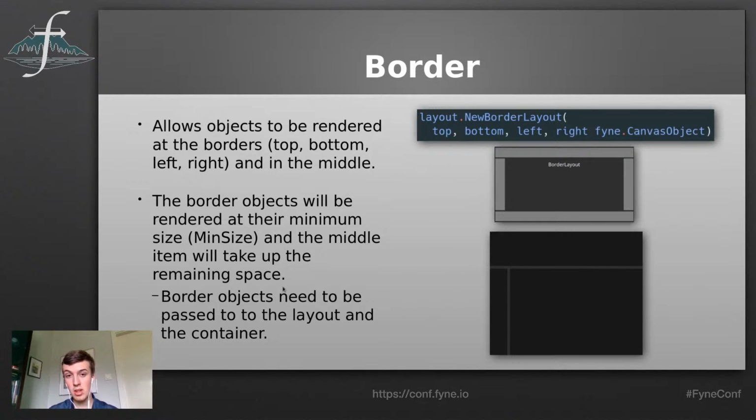Also a little gotcha here that we need to make note of is that with the border layout you have to pass a reference to the canvas object twice. So if you want an entry in the top part here, you'll have to pass the entry into the layout here, and then you also need to pass the entry into the container. Because when the layout then looks through the slice of canvas objects, it needs to see that, oh, this is the entry that should be at the top. Well, then I position it at the top. This is something that you don't have to worry about if you use the container.new border, but it's worth having in mind if you use the layout package directly.